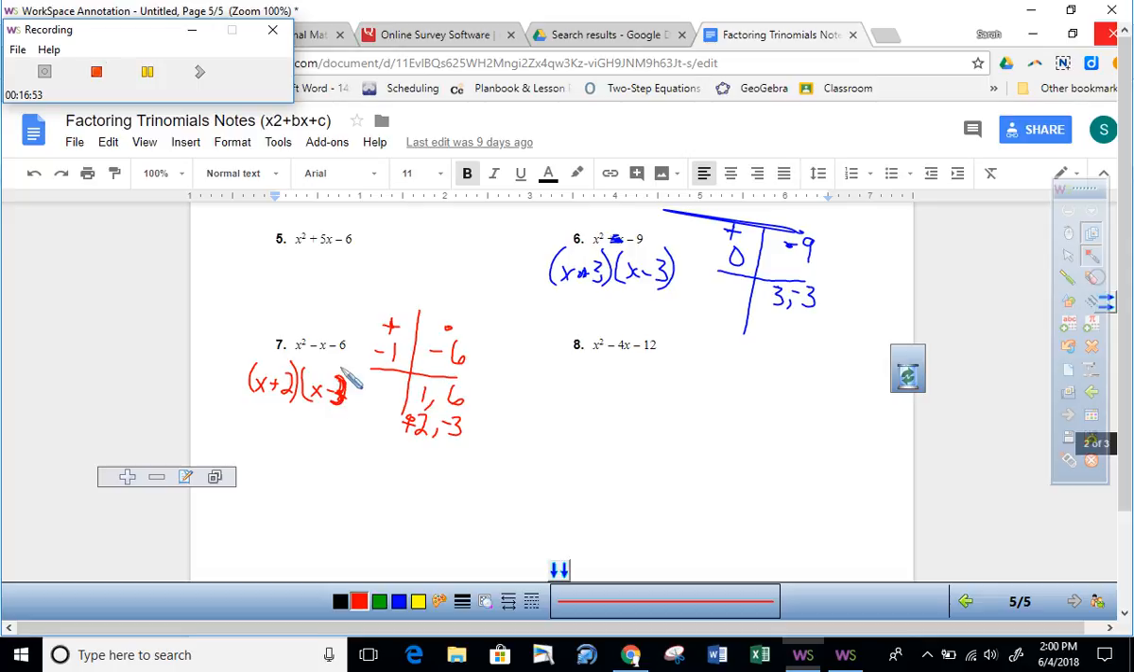Whoops, that's not the 3. Okay, just to check, that is an ugly 3. X squared, 2x, take away 3x would be -1x. 2 times -3 is -6. I'm good. Sorry about that ugly 3.